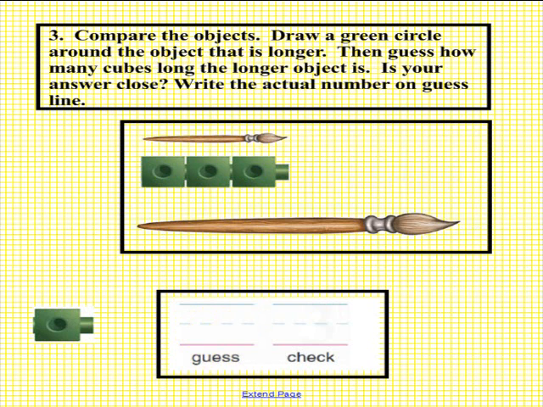If you would please, pick up a green pen and solve this problem.